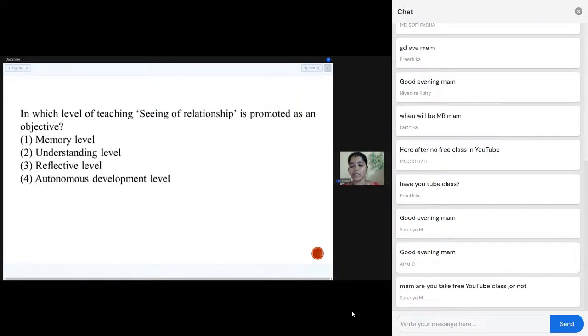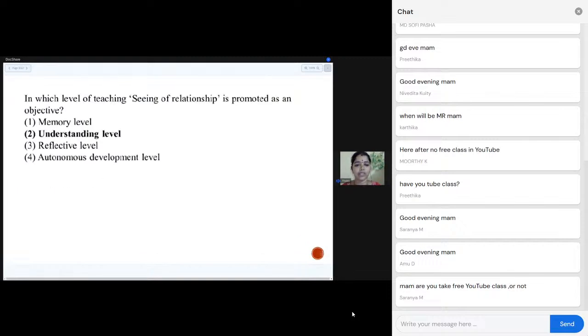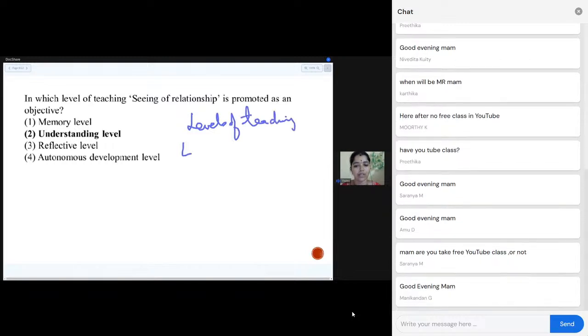Very good. 47% has given the right answer. The right answer for this question is understanding level. This topic comes under the levels of teaching in teaching aptitude. What are the levels that we have? We have memory level, we have reflective level, and we have understanding level, right? 3 different levels of teaching.